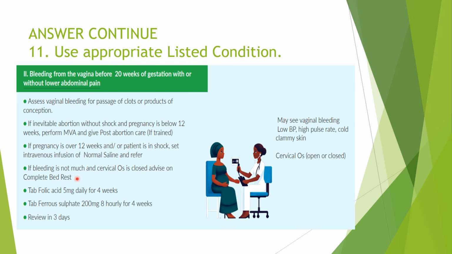That means that's like a threatened abortion, and she will need complete bed rest so that the stress she has engaged in will not be much on her and she will not lose the pregnancy. Then you can place her on folic acid, ferrous sulfate, and review her condition in 3 days. So this is the step that should be taken.